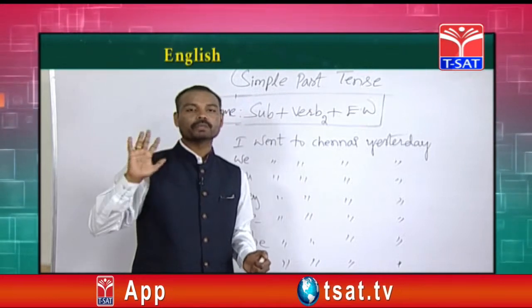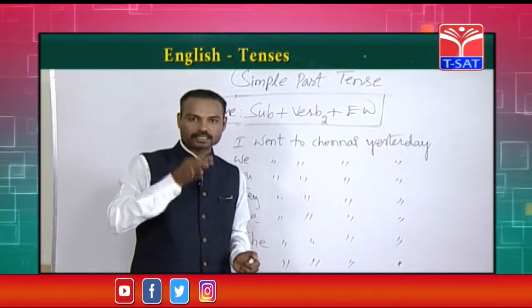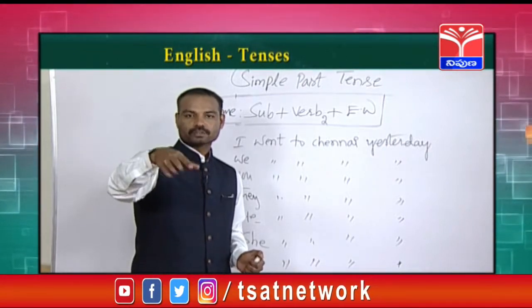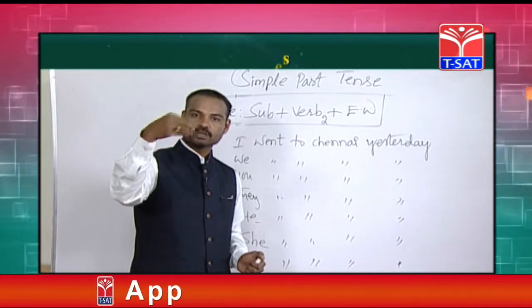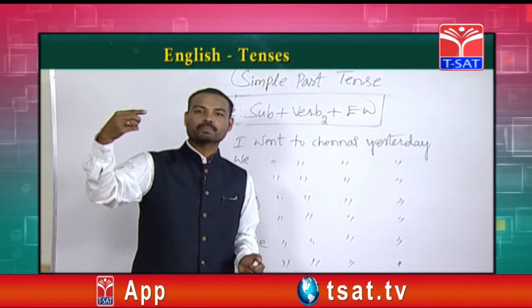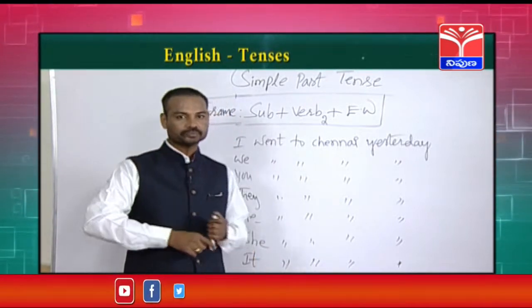These are the keywords of simple past tense. Once again I am going to repeat the keywords of simple past tense. Yesterday, day before yesterday, 2 days ago, or last Sunday or Monday, or last week, last month, last year, ago, or in the past, in place of one year name, any past year name. So these are the main keywords of simple past tense.